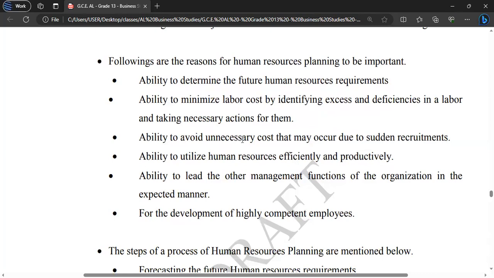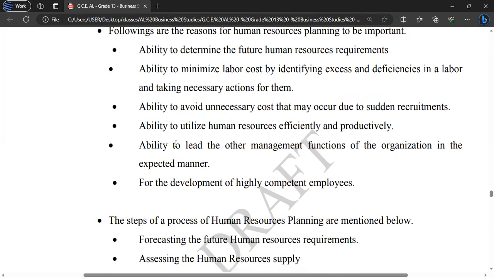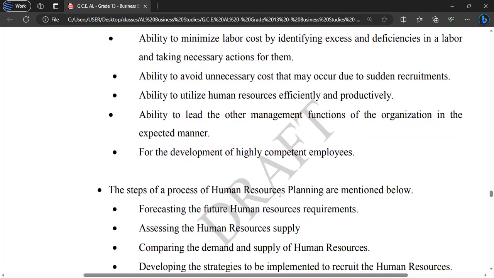The ability to avoid unnecessary costs that may occur due to sudden recruitments, right? And the ability to utilize human resources efficiently and productively. So if you have proper human resource planning, you have the ability to utilize human resources efficiently and productively. And also the ability to lead the other management functions of the organization in the expected manner. So you have the other management functions, right? In order to lead them, HR planning is very important. And also for the development of highly competent employees, you need HR planning.